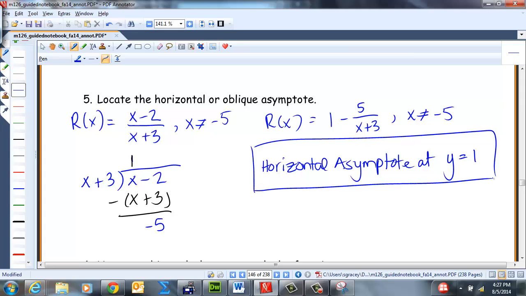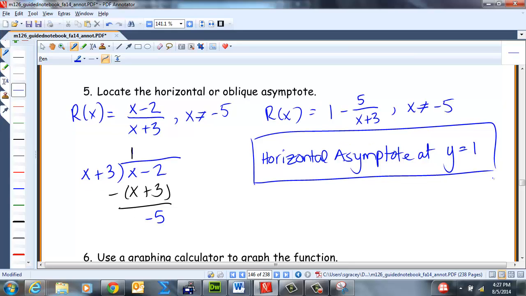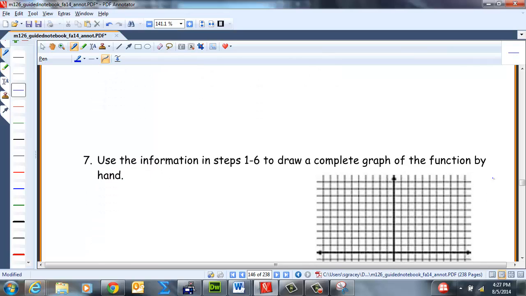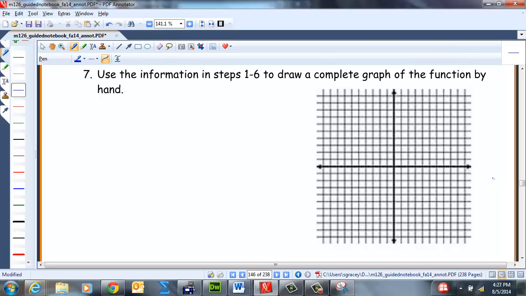All right, moving right along. I think we should use our graphing calculator at the end, and we'll see how we do. So here we go. We have r of x. Our vertical asymptote was at x equals negative 3. We had a horizontal asymptote when y was equal to 1. And then we have to be careful because remember we have to exclude that one value at x is negative 5.